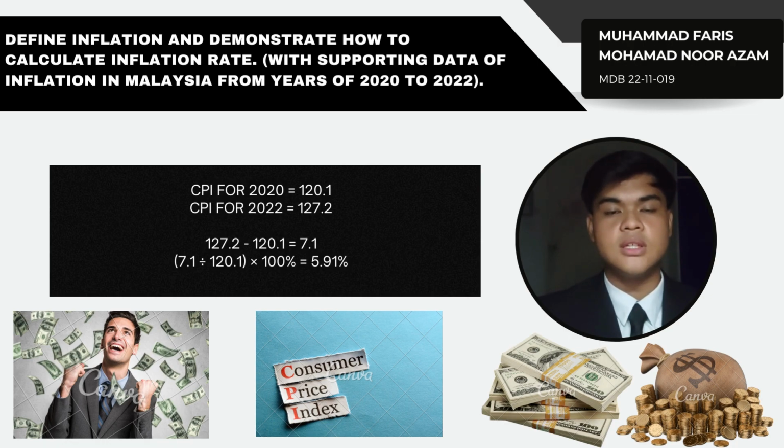Next, you will divide the difference by the original CPI, which is from 2020, and multiply by 100 to get the percentage increase, which means 7.1 divided by 120.1, then times 100, and we will get the answer in percentage, which is 5.91%. So the inflation rate from 2020 to 2022 will be 5.91%.